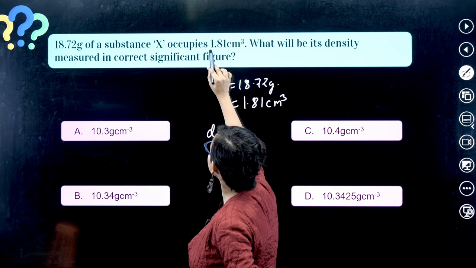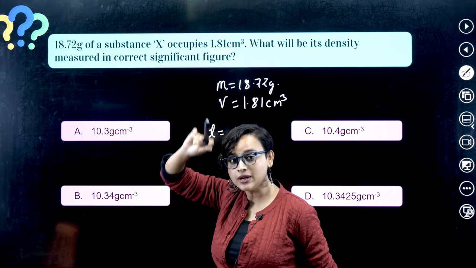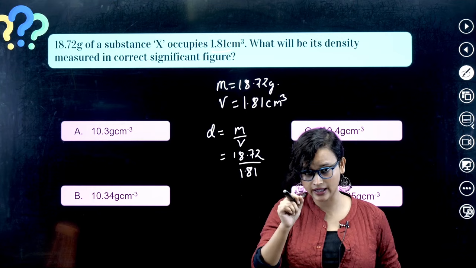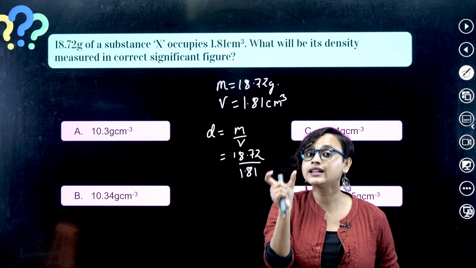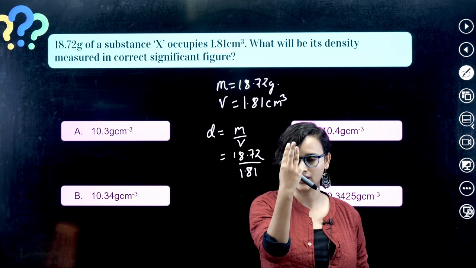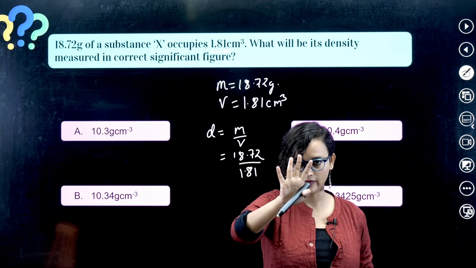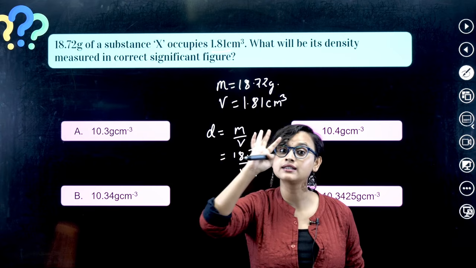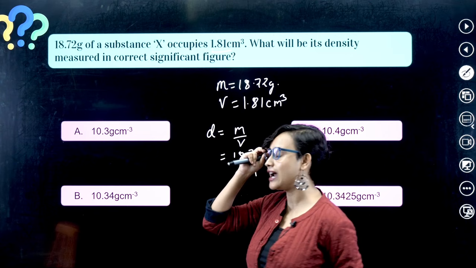Do you see that 1.81? There are only three significant figures. Please read that paragraph about significant figures in your NCERT, and it is written that if there is a zero before the number, you don't consider it as a significant figure. If there is a zero between two different digits, like 108, three significant figures. If it is 1080, four significant figures. But if it is 01080, it is still four significant figures. The first zero will not be counted. So that means that here you have three significant figures.